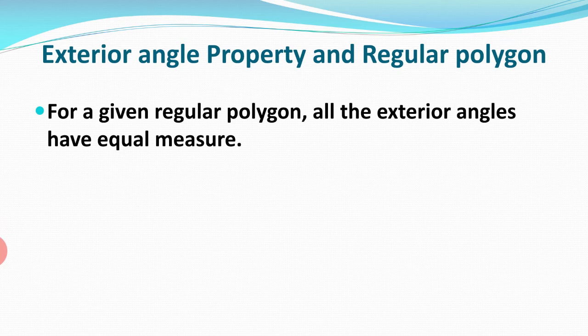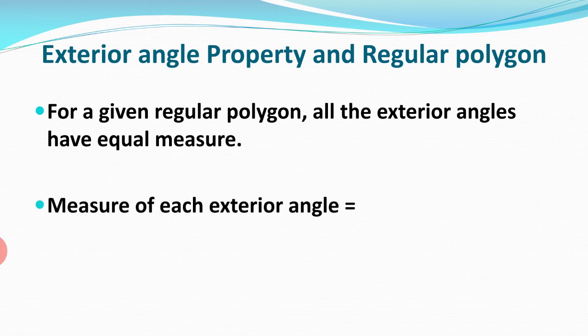For a square, means a four-sided regular polygon, what is the measure of interior angle? 90 degrees. So what is the measure of exterior angle? 180 minus 90, that is 90. So all four will have equal measure. So we say for a given regular polygon, all the exterior angles have equal measure. Is it okay? Then can we have a formula?